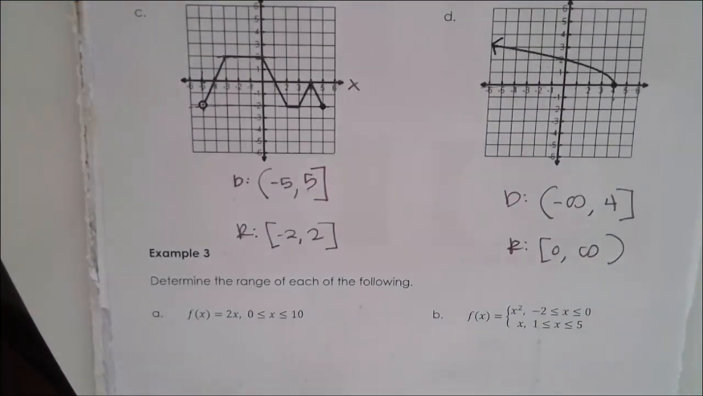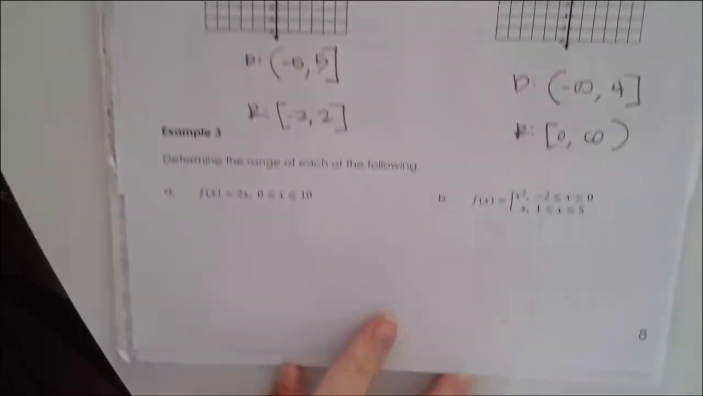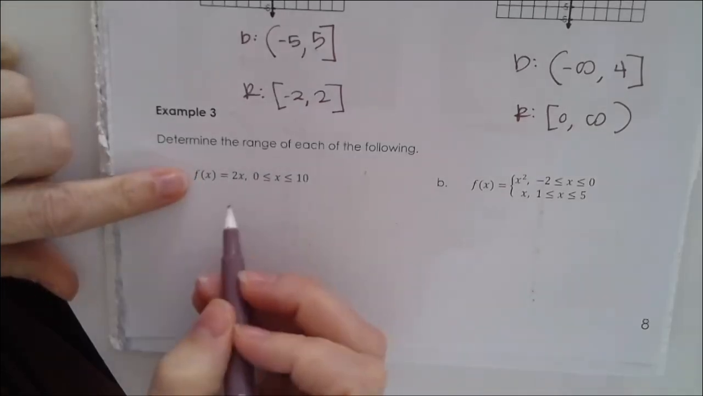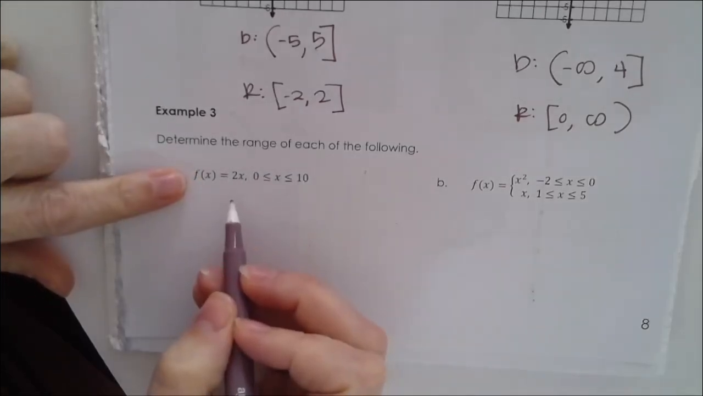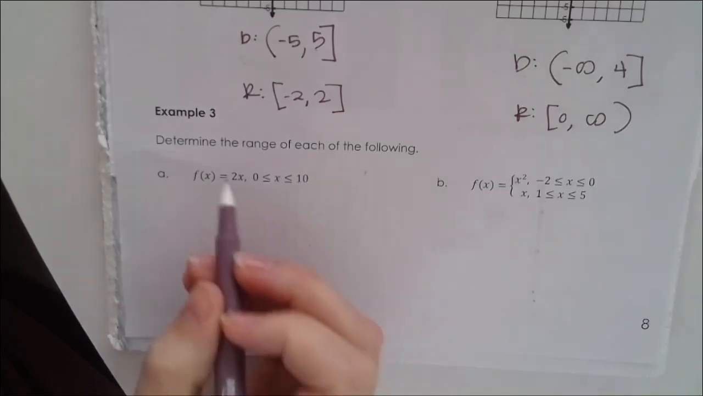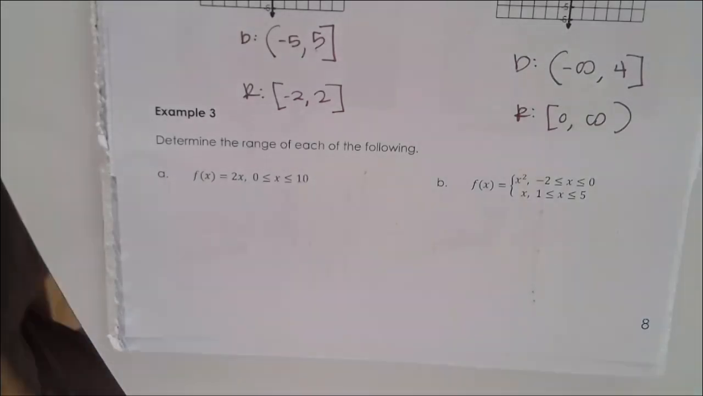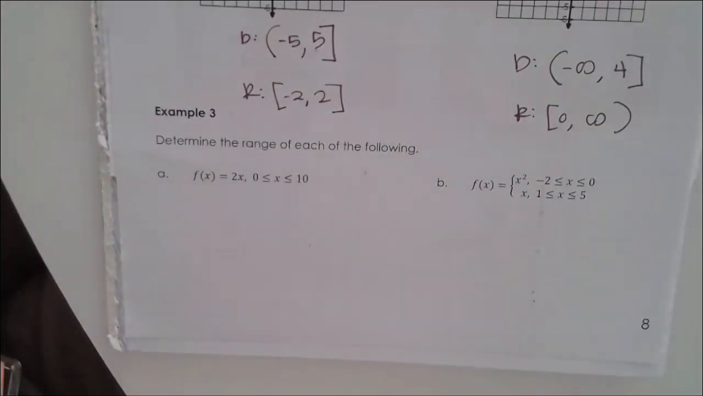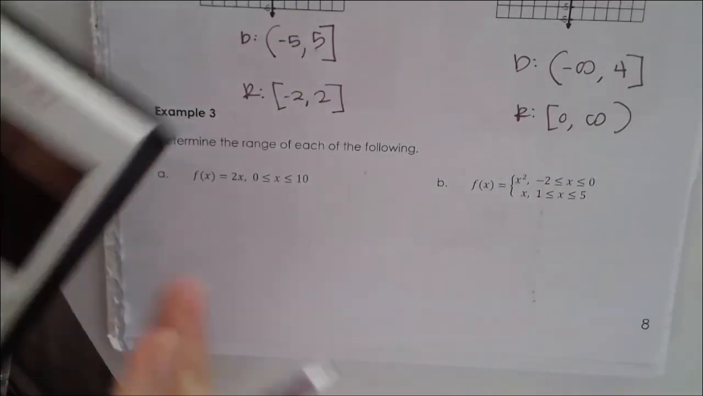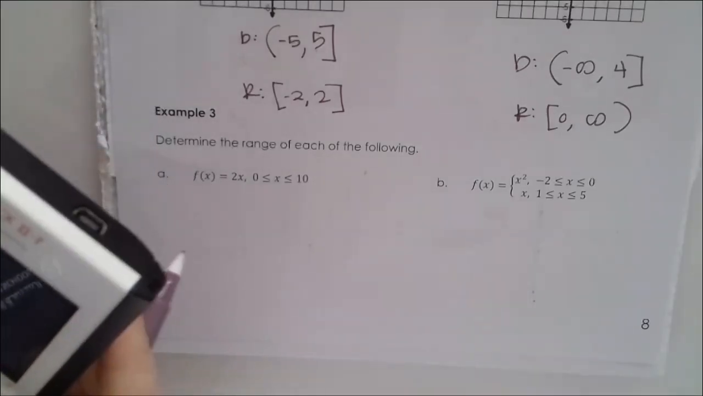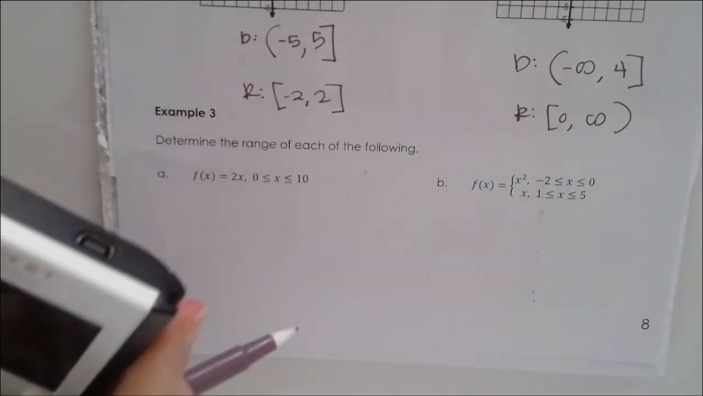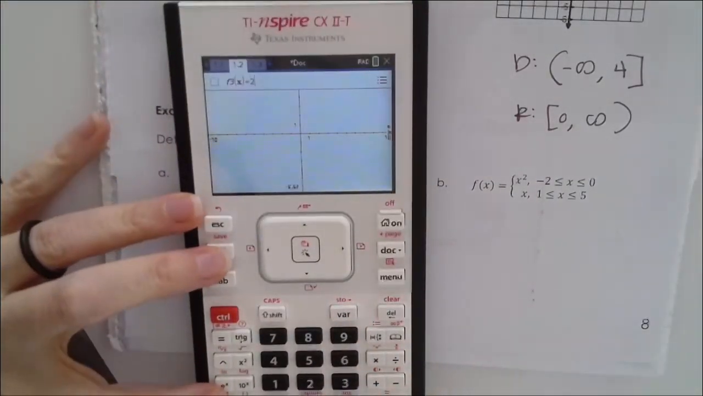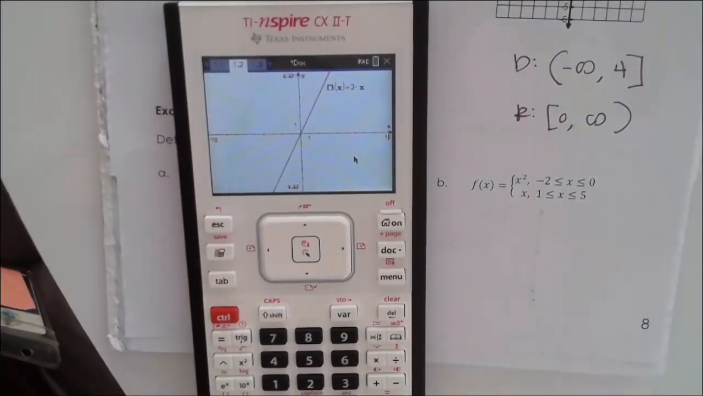These next ones have a domain given. So what is the range that matches? So this is the graph 2x right here. I can graph this on my calculator. Like I said, I know it's linear, but I want to see what's happening from 0 to 10. And I think that's probably going to be easiest if I go to my graph, put in 2x, and like we knew already, it's a line.